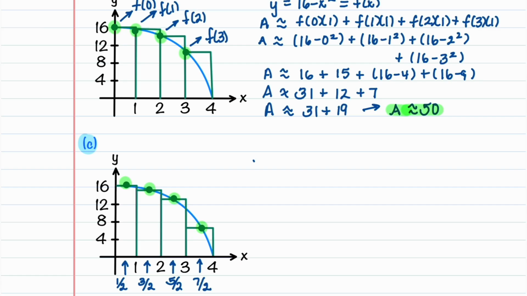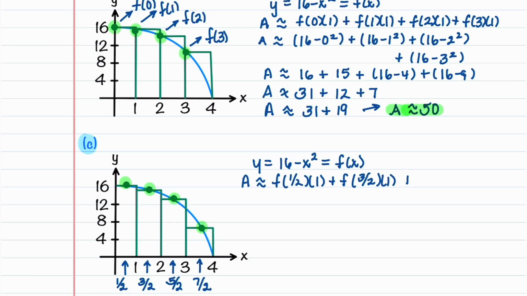Now we'll write down that y is again equal to 16 minus x squared, and that is f of x. Now we can go ahead and write down the formula for our approximate area. It is going to be f at our first midpoint, which is 1/2, times our width, which is 1, plus f at our second midpoint, 3/2, times 1, plus f at our third midpoint, which is 5/2, times 1, and then our last one is f at 7/2, times 1.